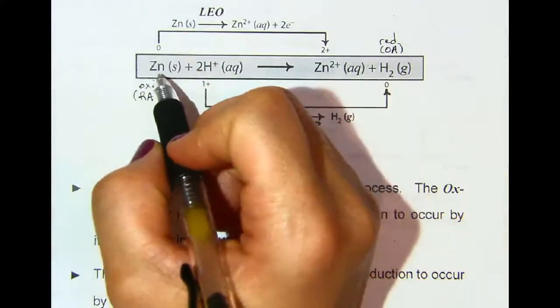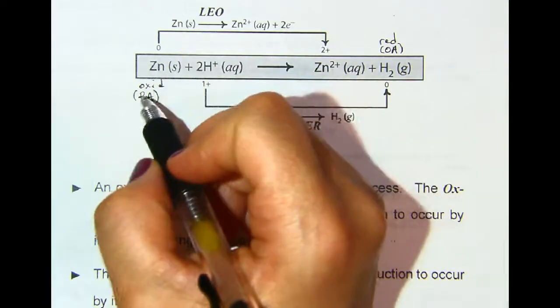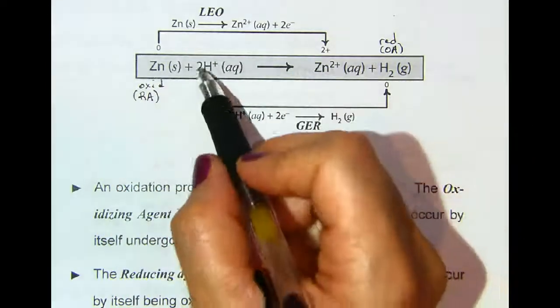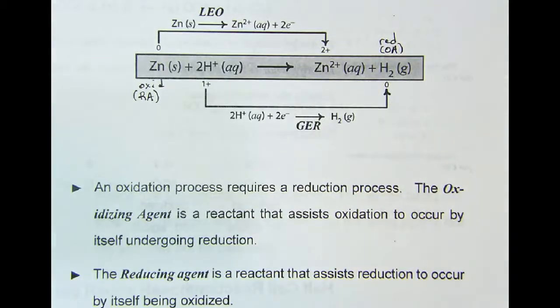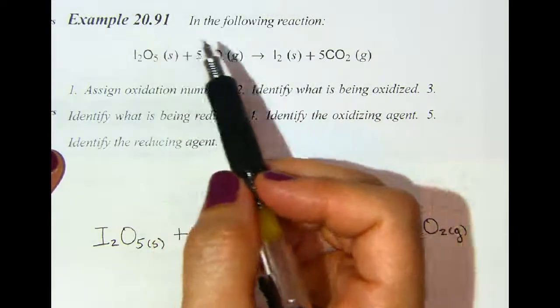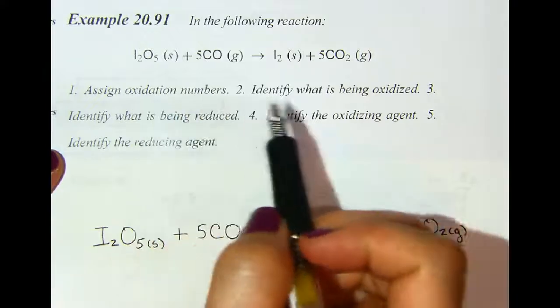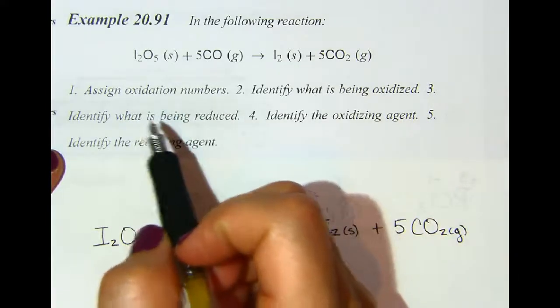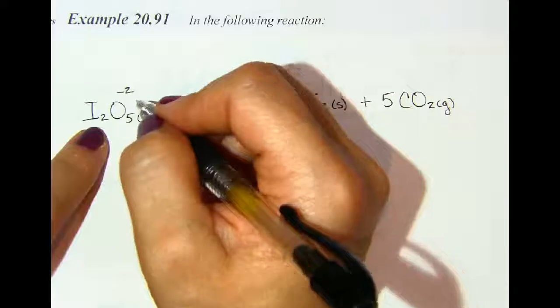So whatever you identify as going through the process of oxidation is going to be the reducing agent, and whatever you identify as going through the process of reduction would be called the oxidizing agent. Example 20.91. In the following reaction, assign the oxidation numbers, identify what is being oxidized, what is being reduced, and what is the oxidizing agent and what is the reducing agent.